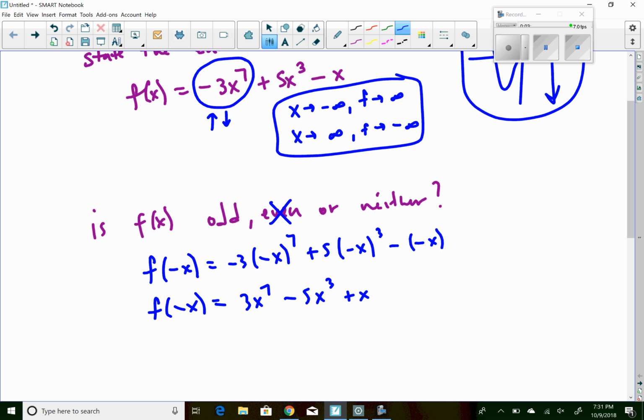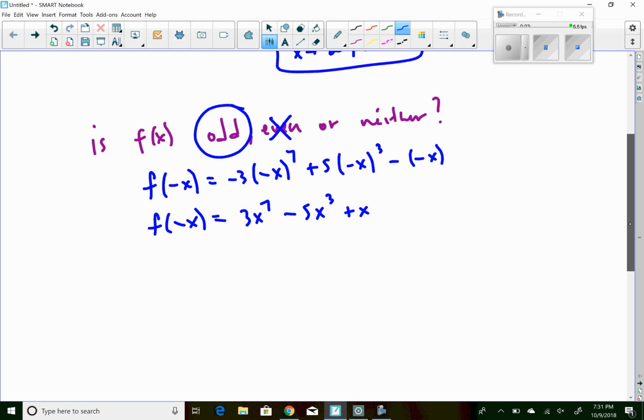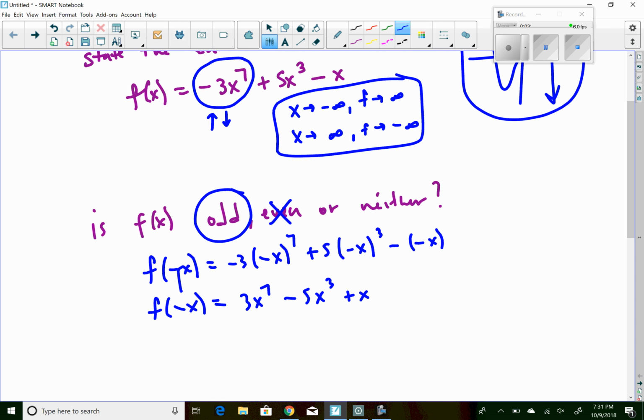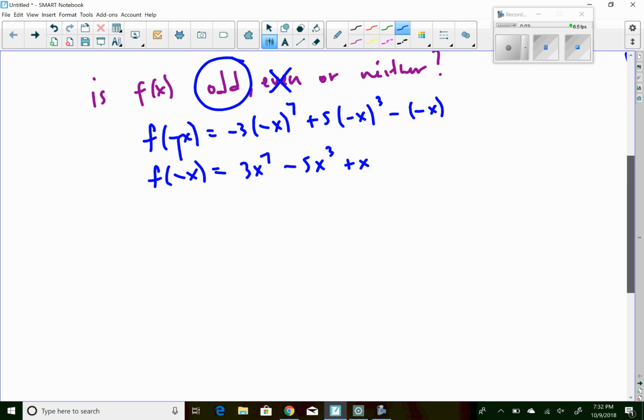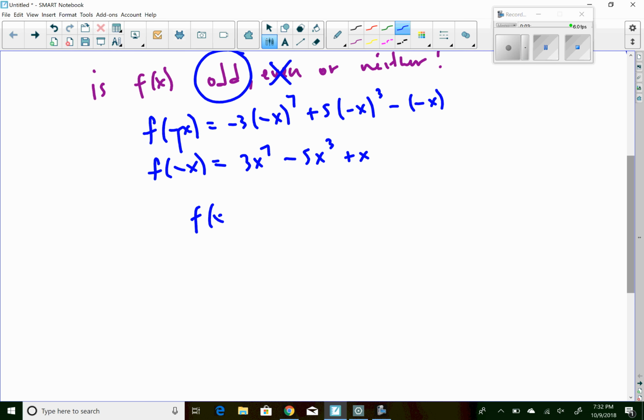Notice this function is not the same as the original function, meaning it's not even. To be odd, all of the terms have to have an opposite sign. So the first term is opposite in sign, the second term is opposite in sign, and the last term is opposite in sign. Therefore, this function is odd. Now, just identifying whether or not it's odd or even is not enough. I then have to say f of x is odd because f of negative x is equal to negative f of x.